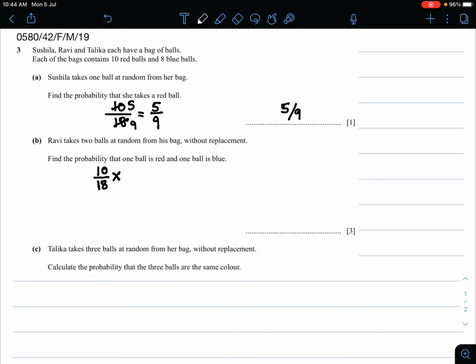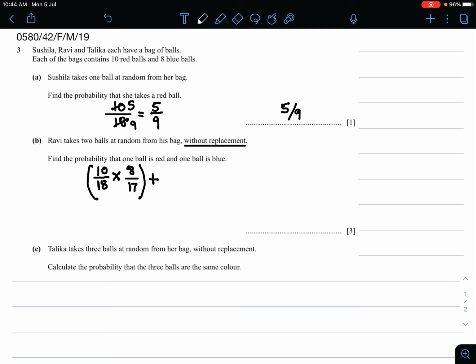So the probability for a blue ball would be 8. Now instead of a total number of balls of 18, there would be 17 because they are telling us that they don't replace the balls. So this would be the probability of picking a red ball first.